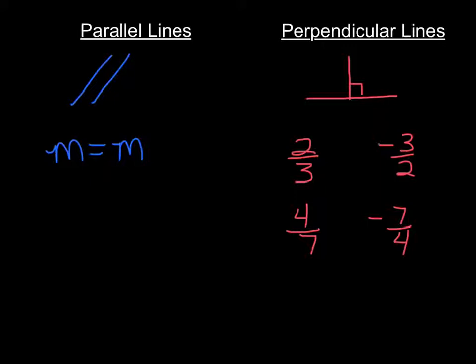So let's try that. 2/3 times -3/2. Well, we have a positive times a negative, so that's a negative. And then we have our 2's that reduce to 1 and our 3's that reduce to 1. So their product is -1. So perpendicular lines have opposite reciprocal slopes, and their product is always -1.